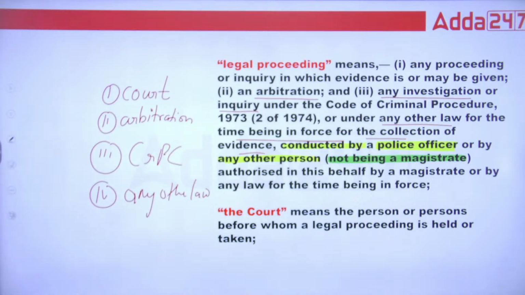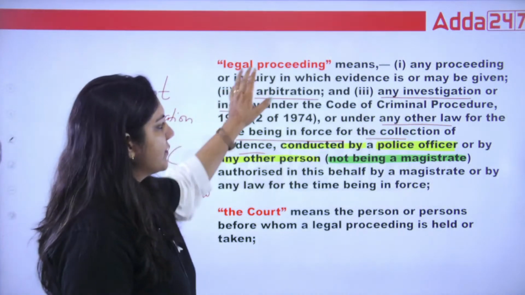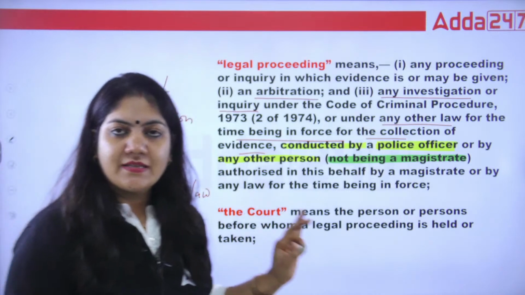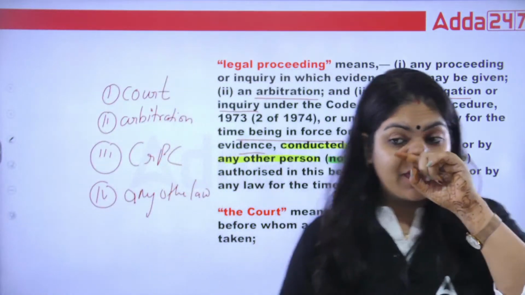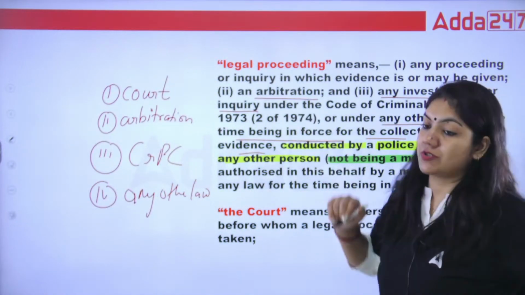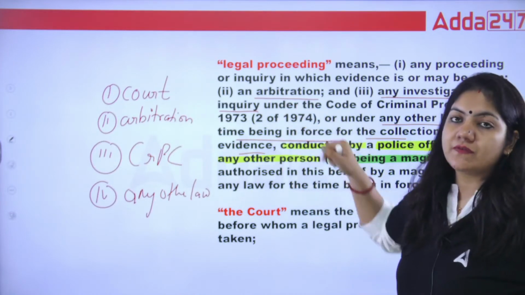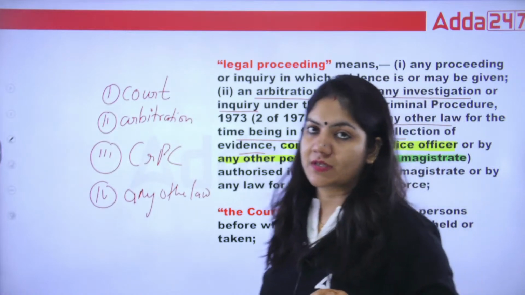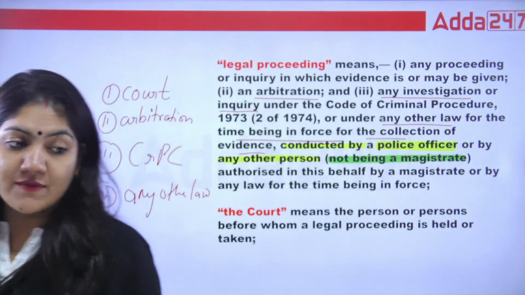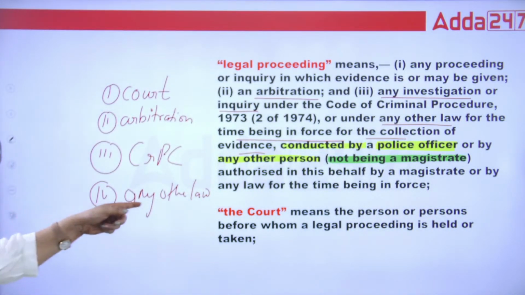Is that okay, class? So this is your definition of legal proceeding. So you can see that this definition can become in the form of a question. Suppose the 4 points will be given, 1, 2, 3, 4, and the question will be put up: what is legal proceeding according to the Bankers Book Evidence Act? So you have to take marks on this one. Okay?